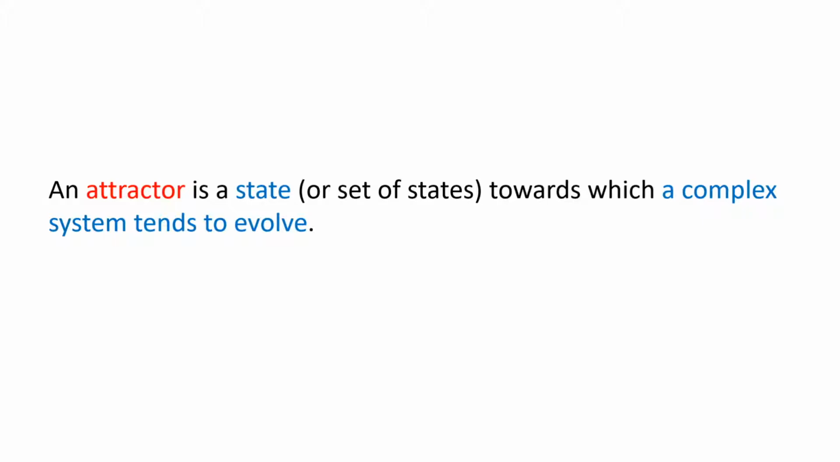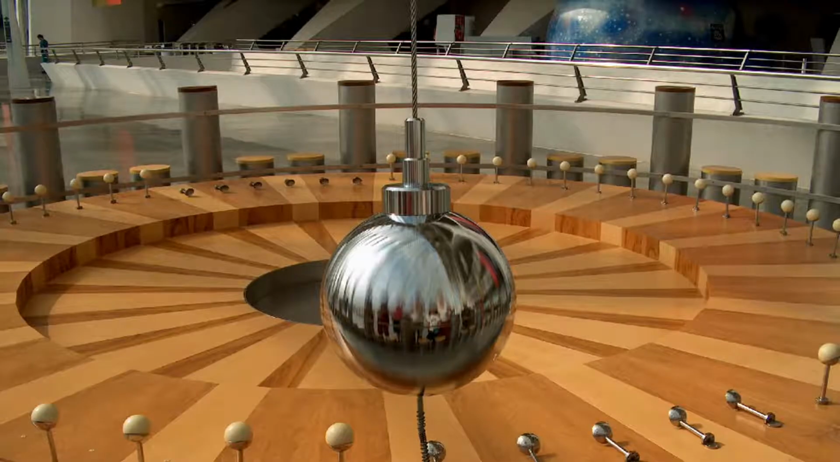system. In the field of dynamical systems, the concept of an attractor is a state or a set of states towards which the complex system tends to evolve over time. The idea being that the system is attracted to this state or set of states. As a simple example, one complex system we could consider is a pendulum swinging, and the simplest attractor state for the pendulum would be the pendulum at rest.